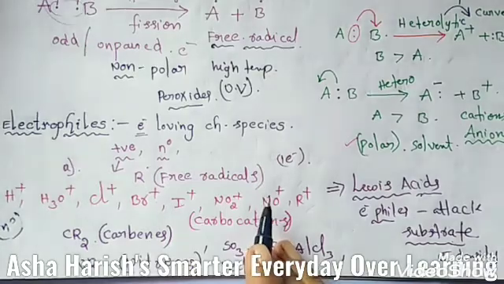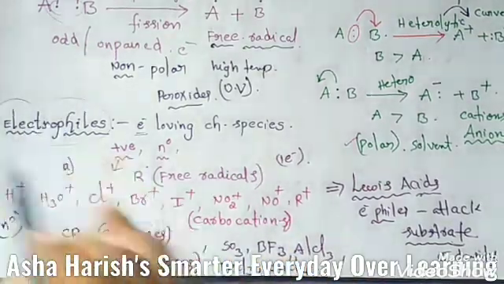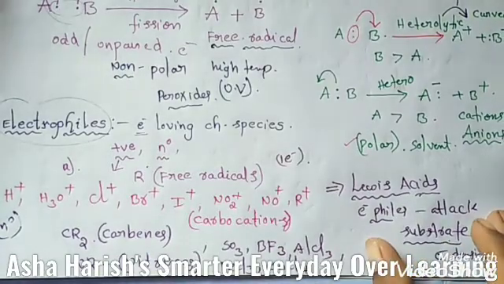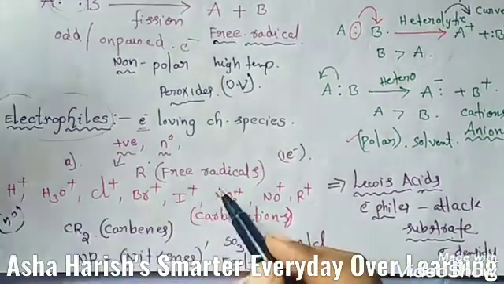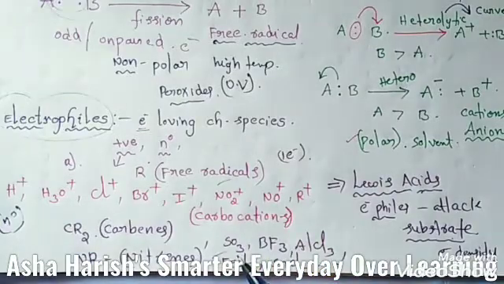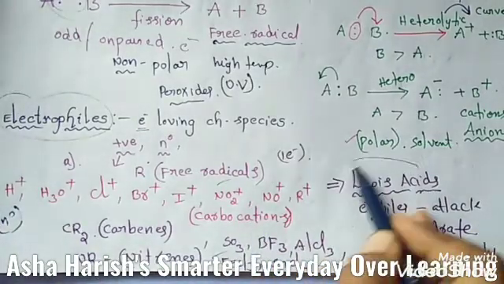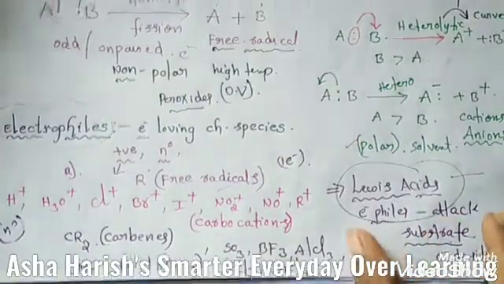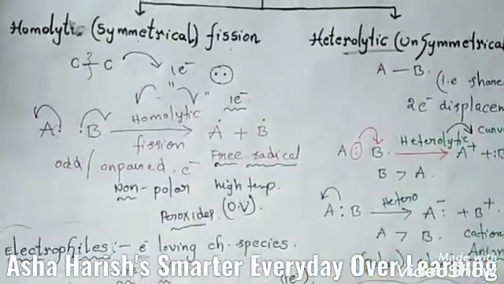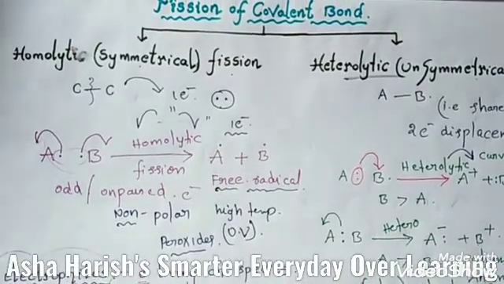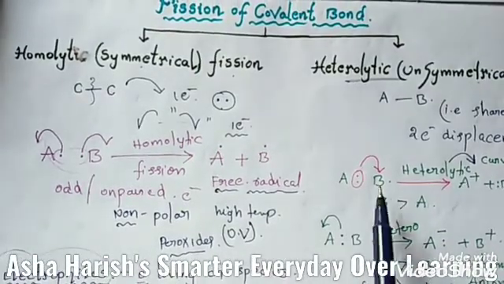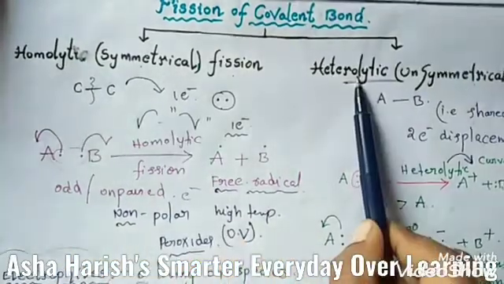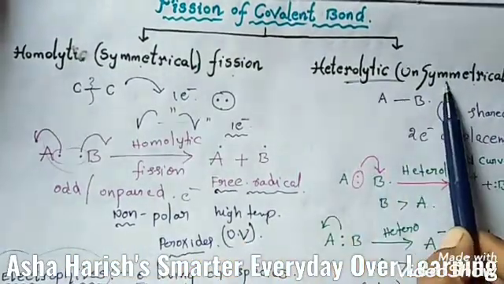And I discussed with you about electrophiles completely. Here also two types are there, positive and neutral, and these act as Lewis acids, as I told you. And coming to fission of a covalent bond, which we started at the beginning, two types I have explained to you: homolytic, that is symmetrical fission, and heterolytic, that is unsymmetrical fission.